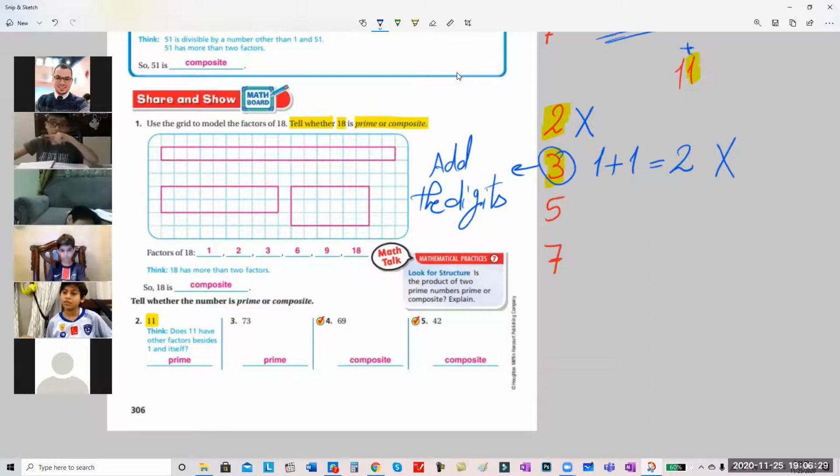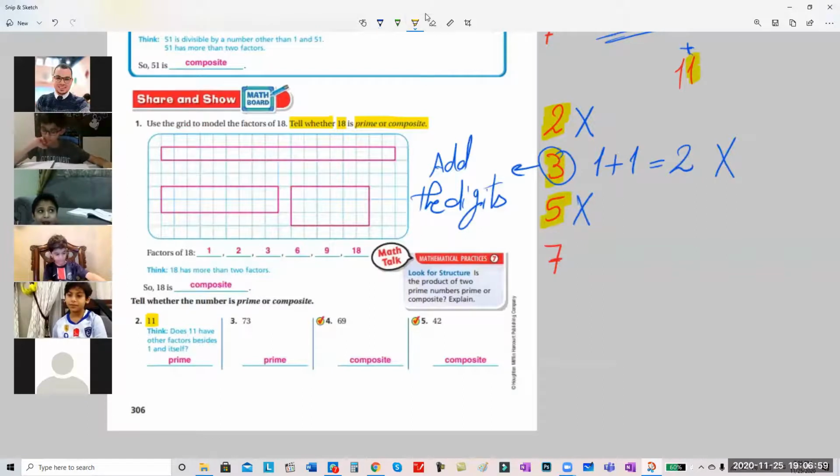Is 11 divisible by 5? No. Why? Because in the multiplication table of 5, there's nothing like 11, just 10 or 15 or 20 or 25. So it should end with 0 or 5, right? But here it ends with 1. So we can't take 5.